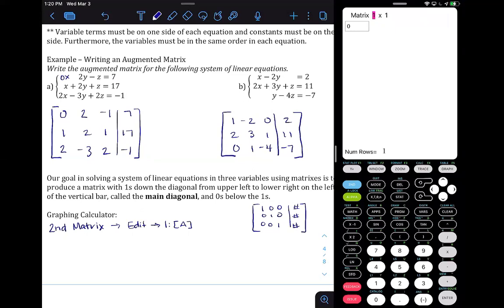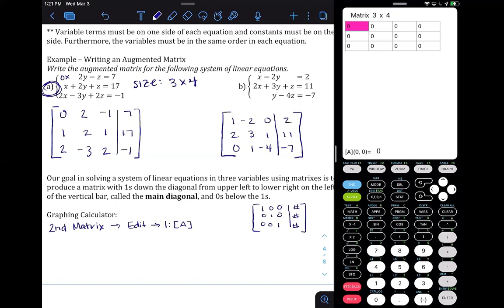Then we want to type in the size of our matrix. So this first one, we're going to do A up here. How many rows does it have? 3 rows. And how many columns? 4. There we go. And then it should give you what looks like a matrix.